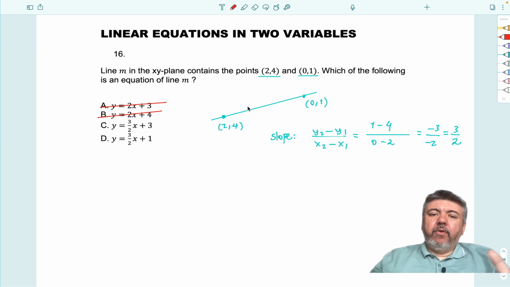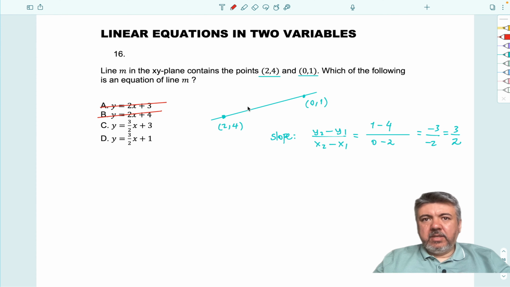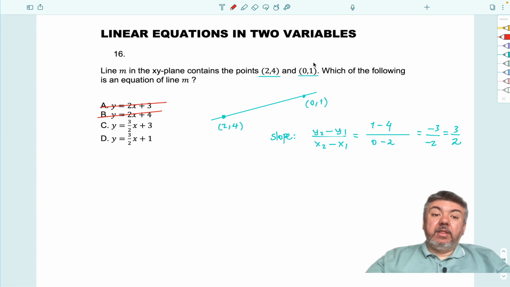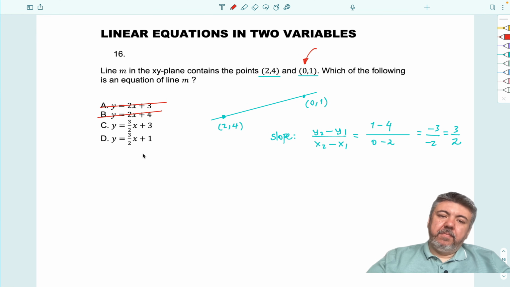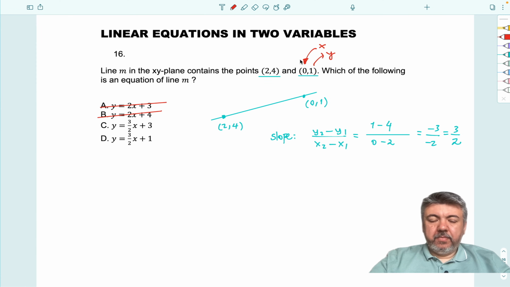I can go for writing the equation of a line using slope and the point. But in this one I will do it simply. The equation should satisfy the points. Let's check. That means when I put x equals 0 and y equals 1, it should satisfy the equation. Let's try choice C. y equals 1 equals 3 over 2 times 0 plus 3.